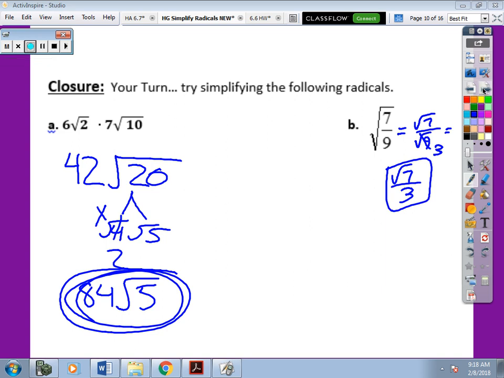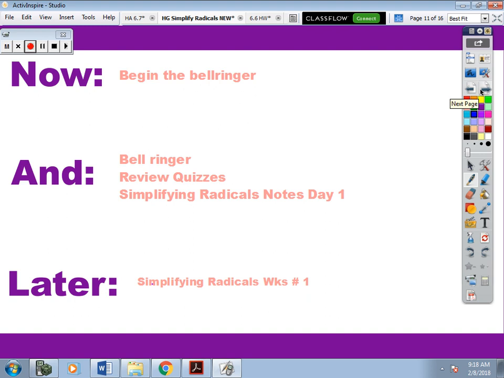So your homework is to complete just the front only, and then if you want any extra practice, it is on the back.